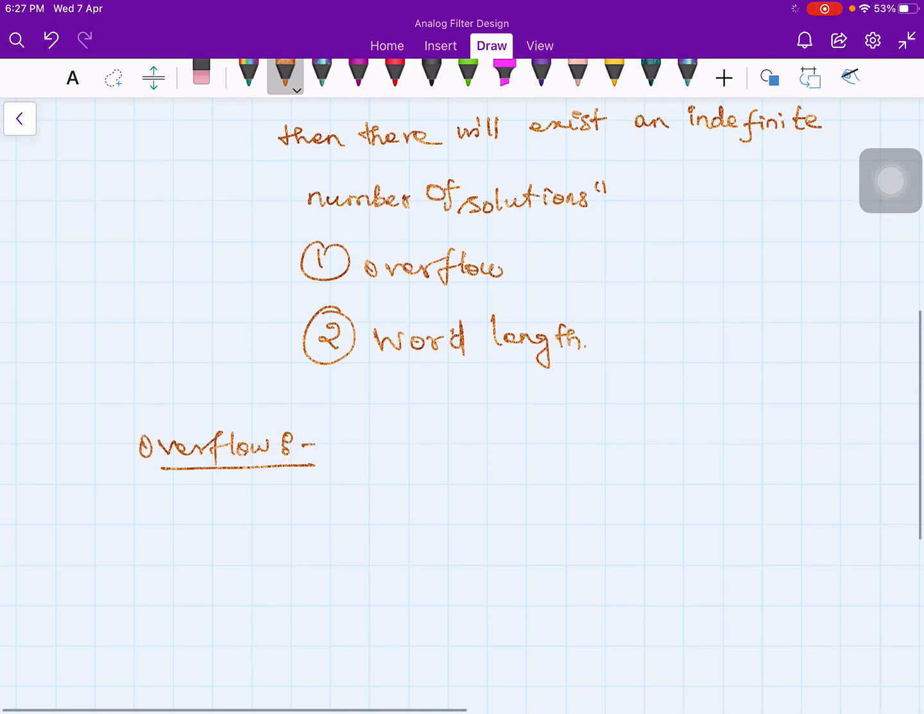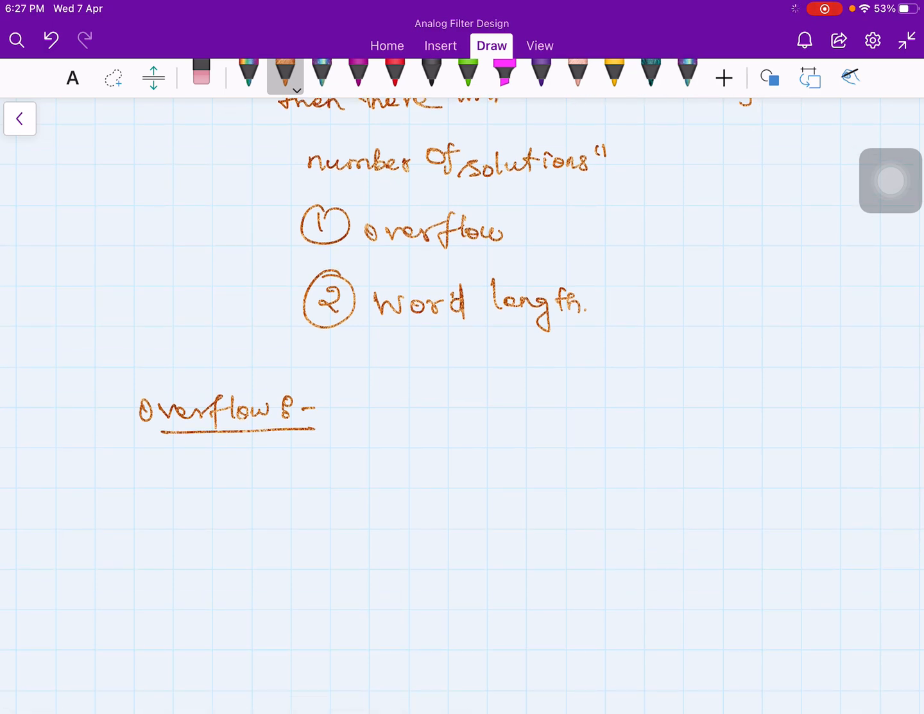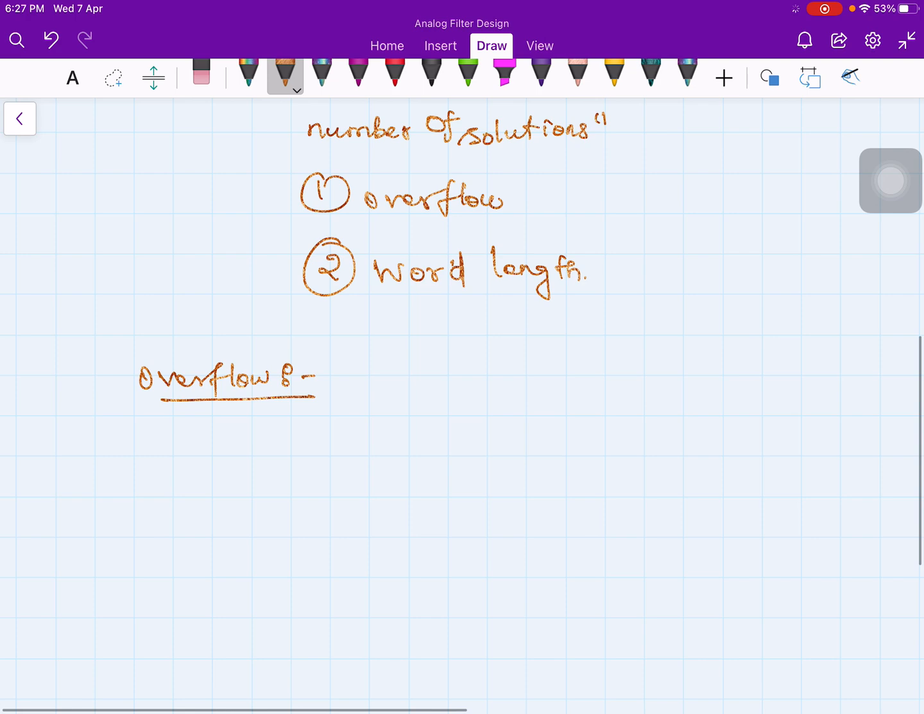If at any stage in the filter there is a situation, then there will be an overflow and the filter will cease to perform in the manner that you would like it to perform. So whenever the overflow occurs, the filter will not perform properly the way you like it. And then word length effect.